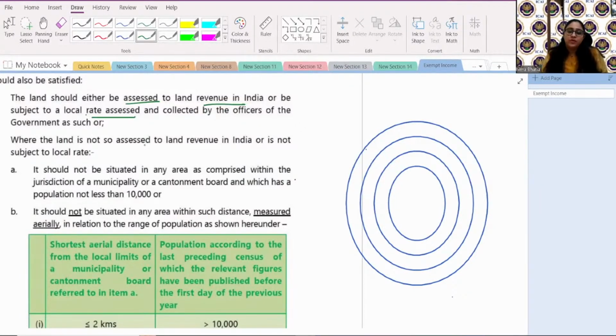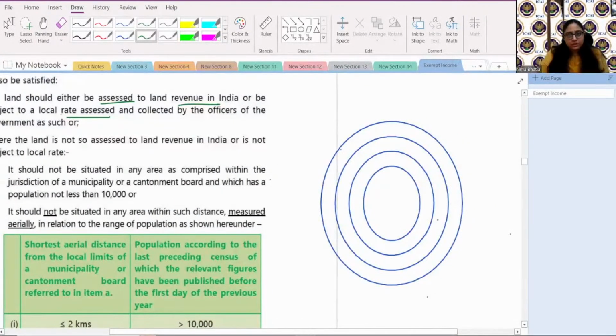If it is not, then you have to see the population. If it is a cantonment area and has a population of less than 10,000, and the land is situated there, then it will not qualify for the farm building purpose. It should not be situated in an area comprised within the jurisdiction of a municipality or a cantonment board where the population is not less than 10,000.